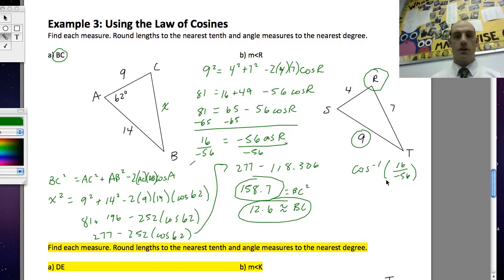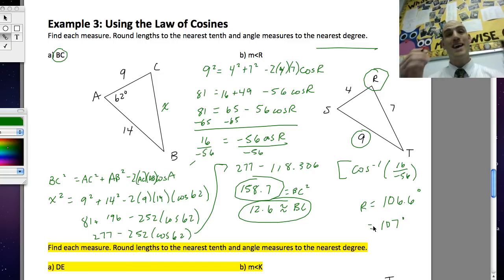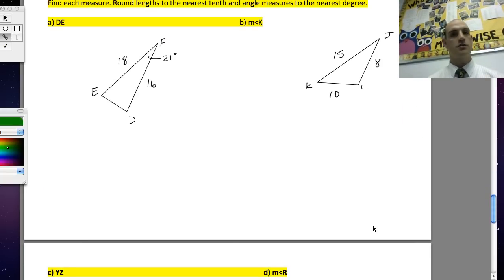When we take the inverse cosine of 16 over negative 56, we're finding an angle, remember. We're finding angle R. So we have 16 divided by negative 56, and we take the inverse cosine of that because we're finding an angle, and we get that R is equal to 106.6 degrees. So the nearest degree would be 107 degrees. If we're finding an angle, we're going to use inverse ratios. To find an angle, use inverse ratios.